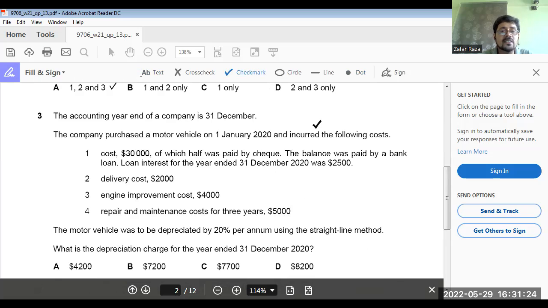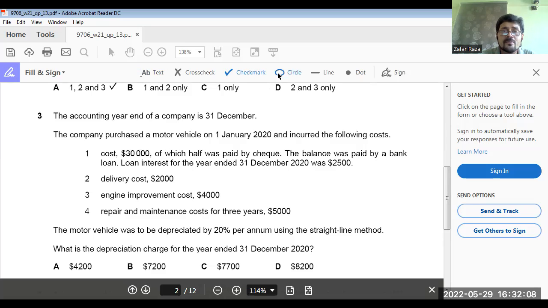Now, question number 3. The accounting year ends on 31st December. The company purchased a motor vehicle on 1st January 2020 and incurred the following costs. Cost $30,000, of which half was paid by check, the balance was paid by a bank loan. Loan interest for the year 31st December 2020 was $2,500. Delivery cost $2,000, engine improvement cost $4,000, repairs and maintenance costs for 3 years $5,000. The motor vehicle was to be depreciated by 20% using the straight line method.